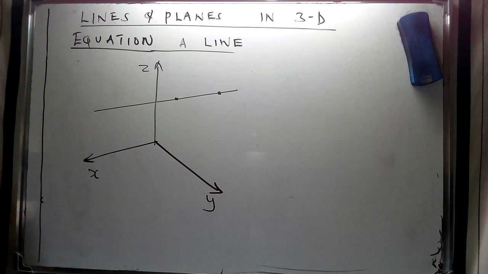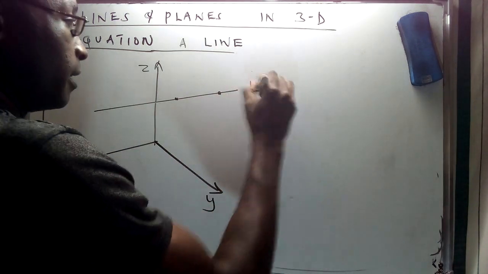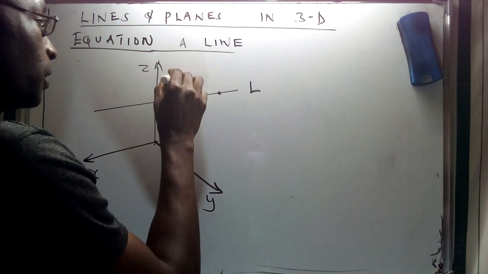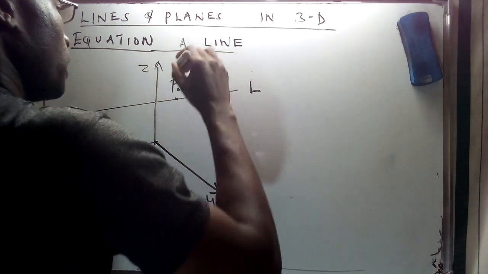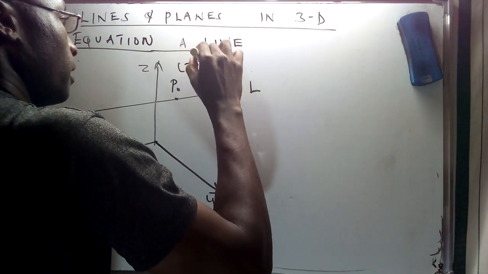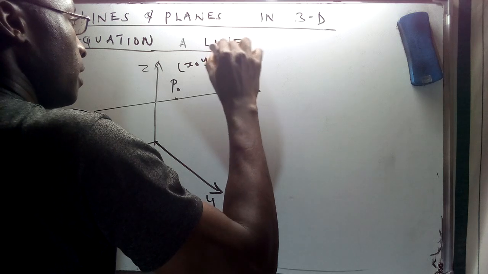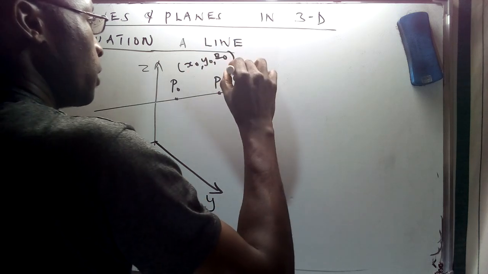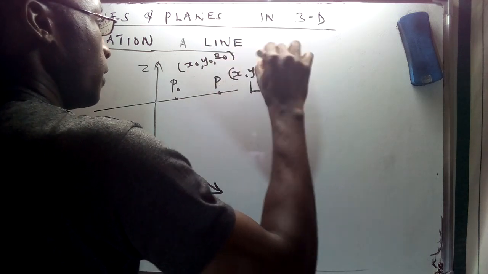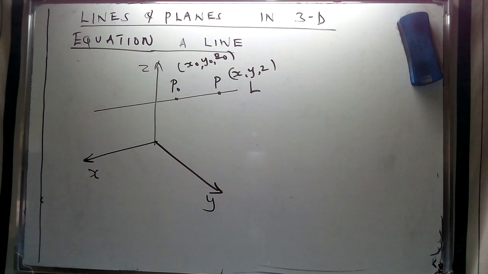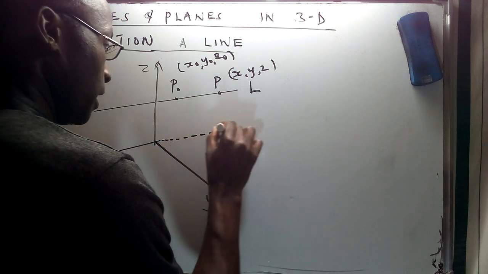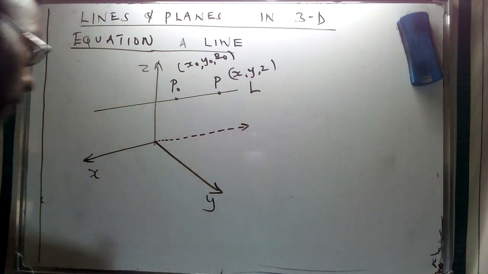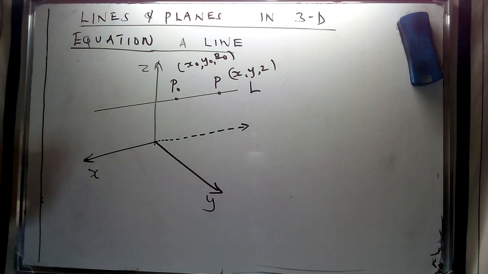Now suppose I have two points lying on this specific line L, which are point P0 and point P. I can give the coordinates of point P0 as x0, y0 and z0, and for the other one it's going to be x, y, and z. So those are two points on that specific line. And I can do an extrapolation over this line, towards the negative x-axis from this point. Let's assume this is the origin.